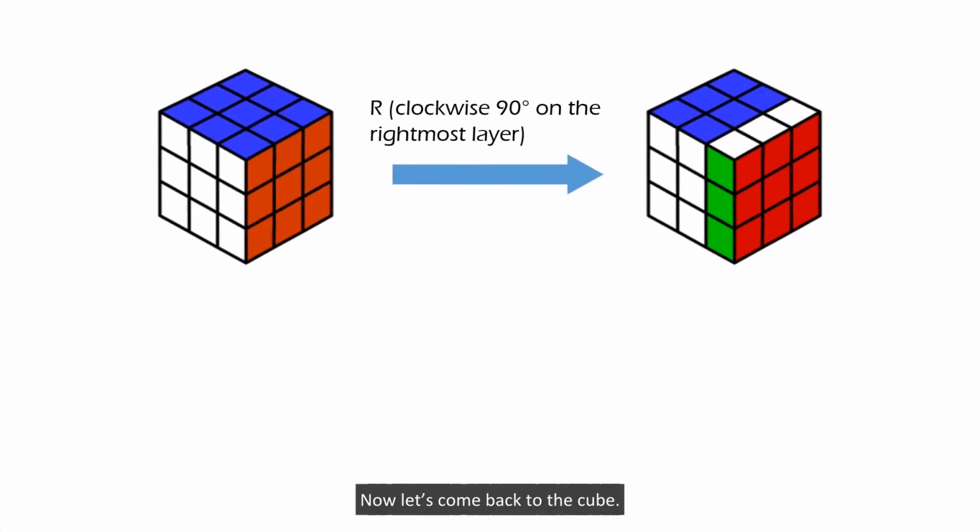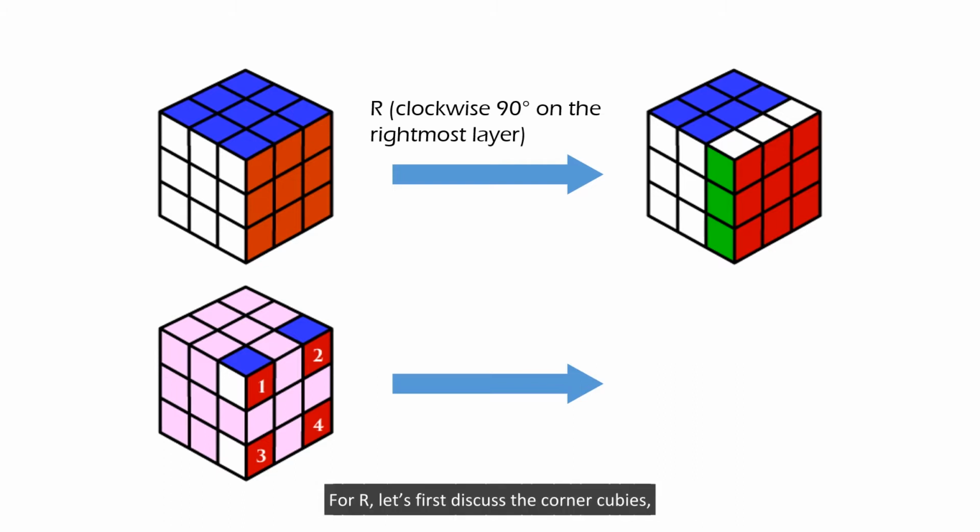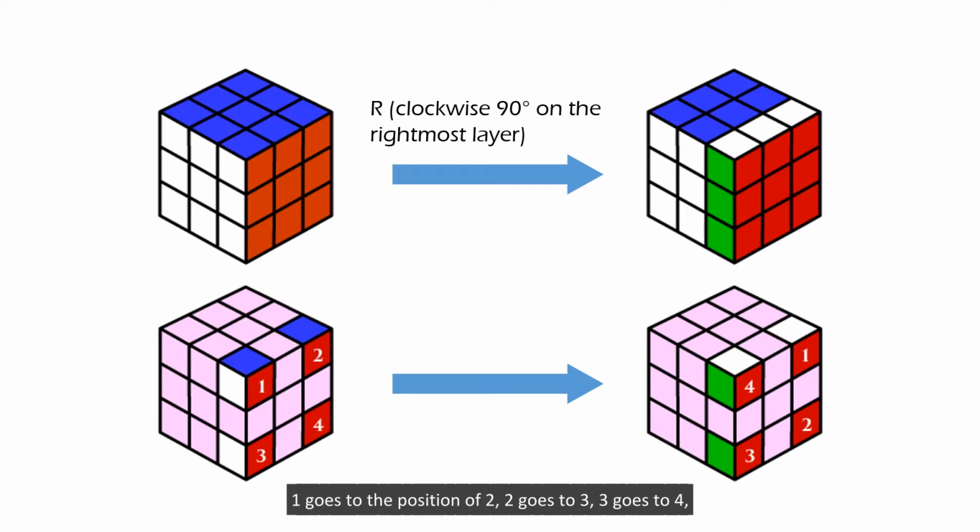And now let's come back to the cube. At first, we've learned about some basic operations on the cube, for example, R, which is turning the rightmost layer clockwise by 90 degrees. But now we want to see things from a smaller perspective by just considering each cubie and its displacement during an operation. And for R, let's first discuss the corner cubies, denoted 1, 2, 3, and 4. During an R operation, 1 goes to the position of 2, 2 goes to 3, 3 goes to 4, and 4 goes back to 1.